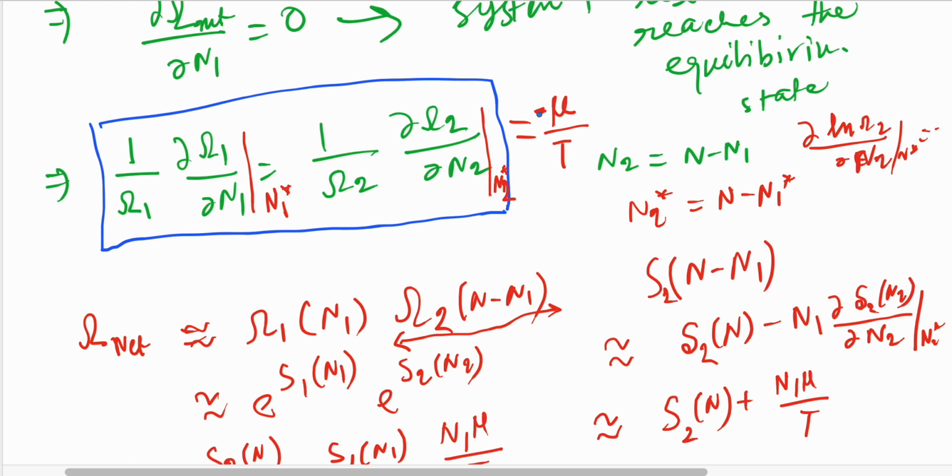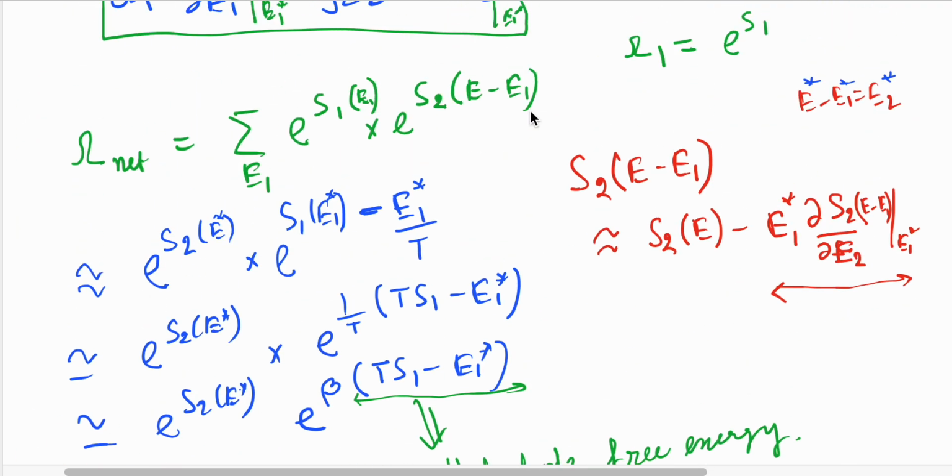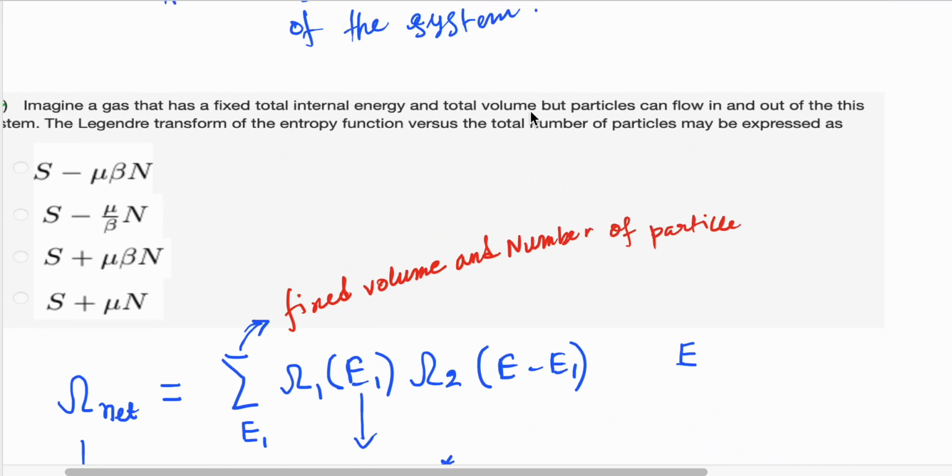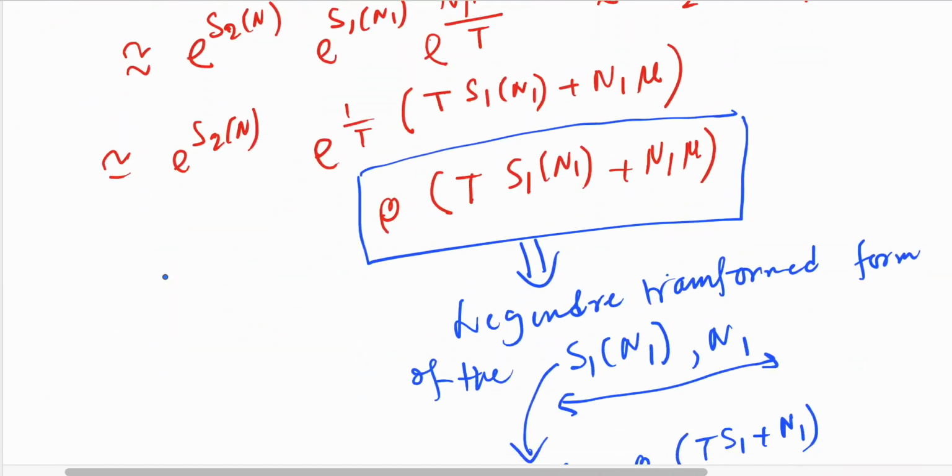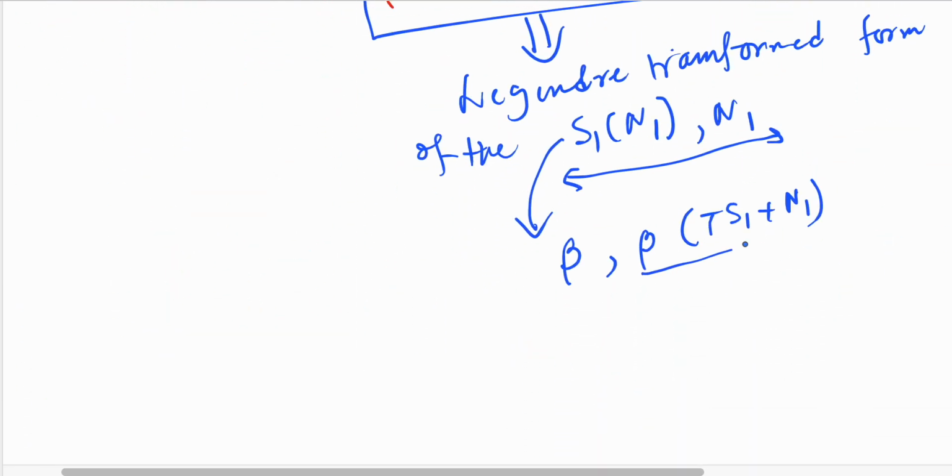If E is kept fixed, and we only allow the system and reservoir to exchange particles between them and other things are kept constant, then the answer will be S minus, actually S plus mu beta N. So if we put it back here, beta means S1 plus mu, beta mu N1.